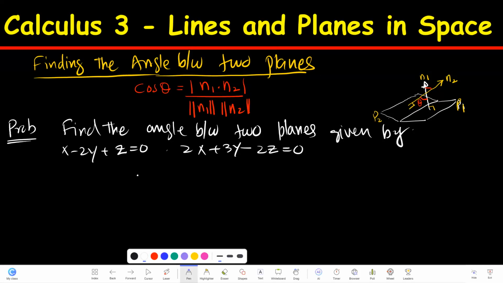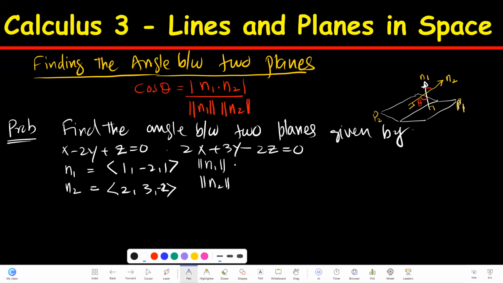Okay, what are we going to do? We're just going to say n1 is 1, minus 2, 1. I just substitute taking the constants, and that is my A, B, C for this vector. The other vector also the same way, my A, B, C are those. This is 2z, by the way, not Z. We're going to find the magnitude of n1. Same thing, we're going to find the magnitude of n2 for our formula.